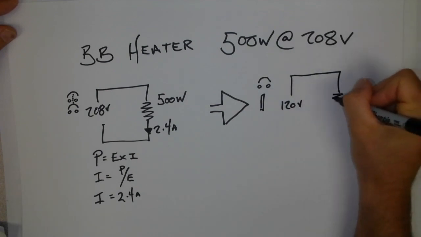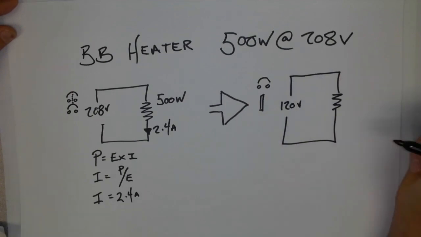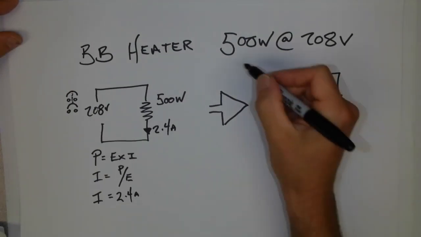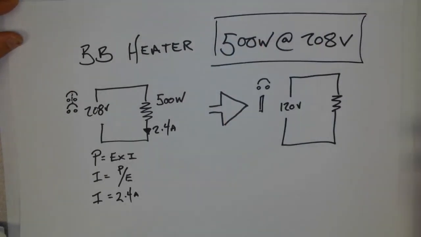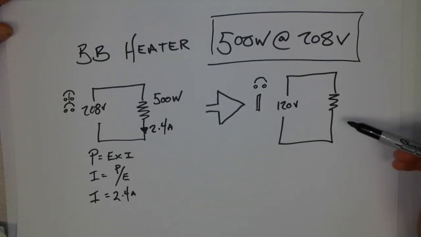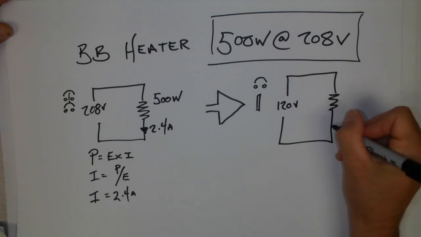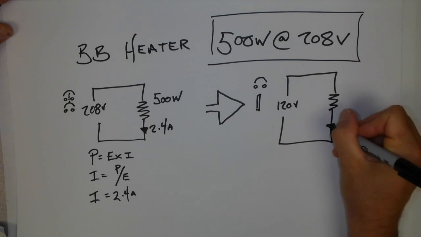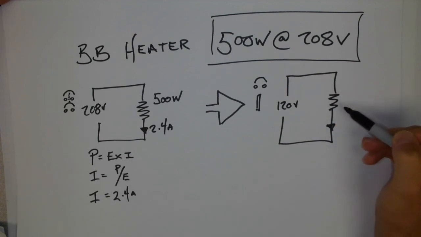What if you hooked up the same heater to that 120 volts? Has the rating of the heater changed? No, it hasn't. It's still a 500 watt heater at 208. But how do you work out the current? And more importantly, how much heat is it going to put out? Well, the current value is going to change. What about the heat output? Yeah, that's going to change too.